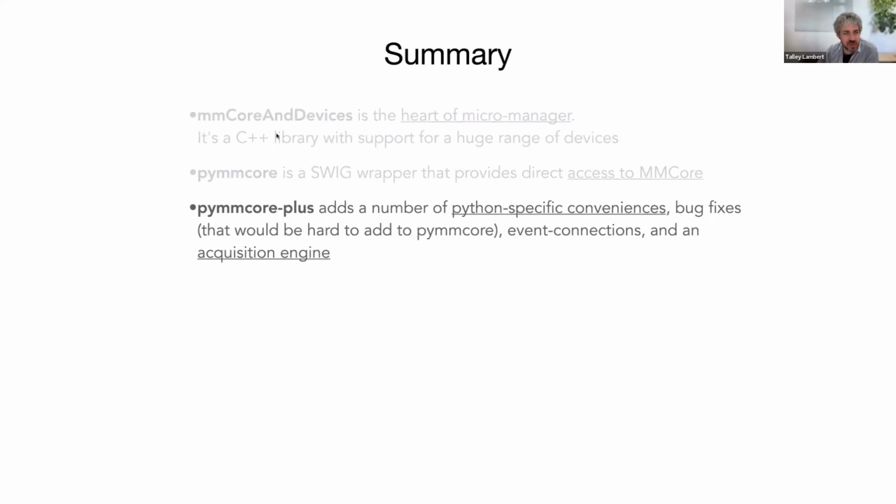Plus, PyMM-Core Plus is the library. The next four are the things we did. We did not write these top two. Those are from Micromanager. The next four we did. PyMM-Core Plus is the thing that adds all of these Python conveniences, bug fixes, little things that we find would be hard to upstream to PyMM-Core or the C library, but are quite easy to fix in the Python world. Some event connections and an acquisition engine.